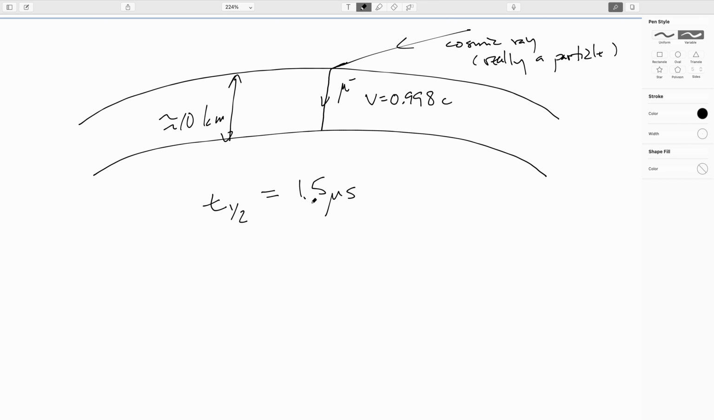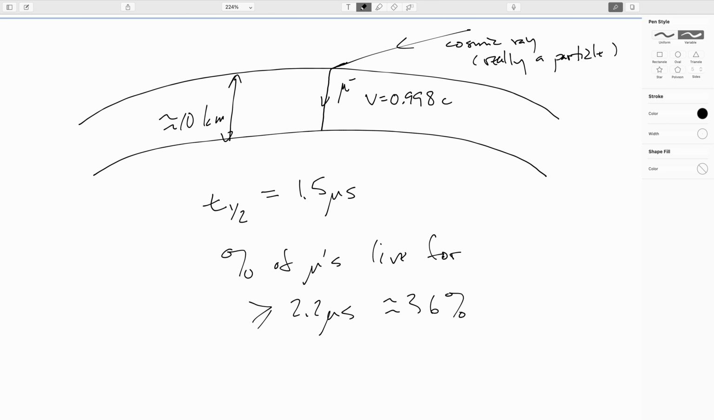So it means in 1.5 microseconds, you're down to half the number of muons you made. In 2 half-lives, or 3 microseconds, you're down to a quarter. In 4 half-lives, or 4.5 microseconds, you'll be down to an eighth, and so forth. So if you do the math in between this, you get that the percentage of muons that live for at least 2.2 microseconds is about 36%.